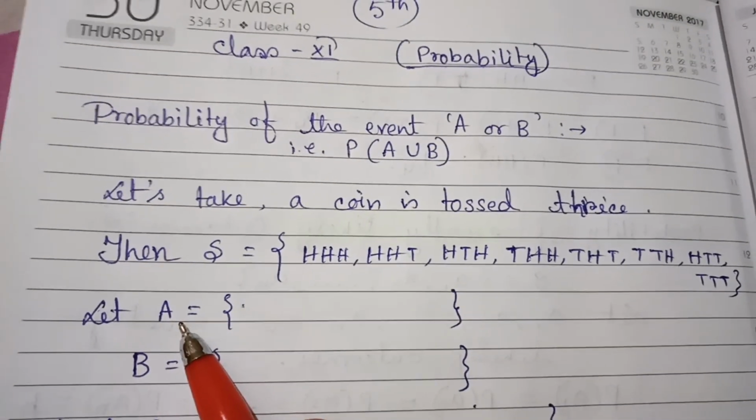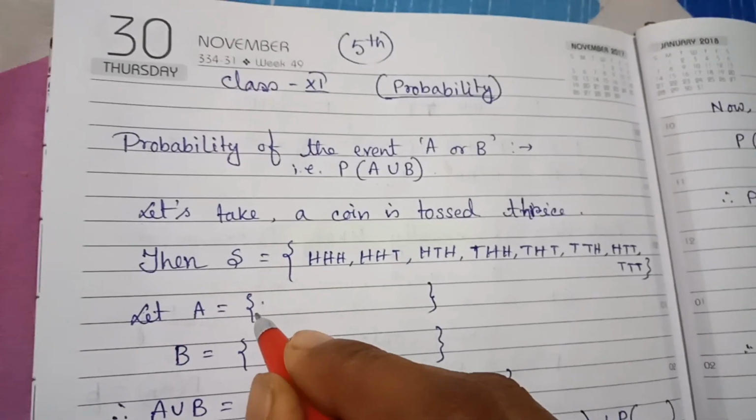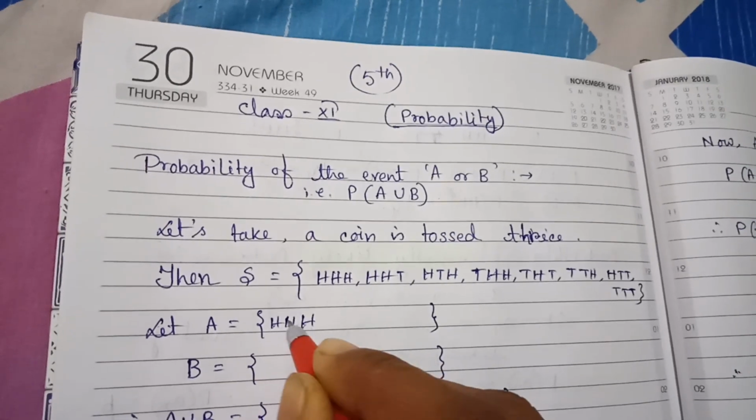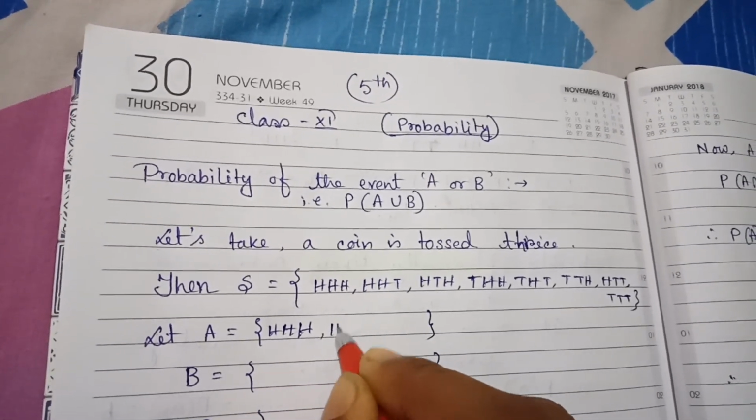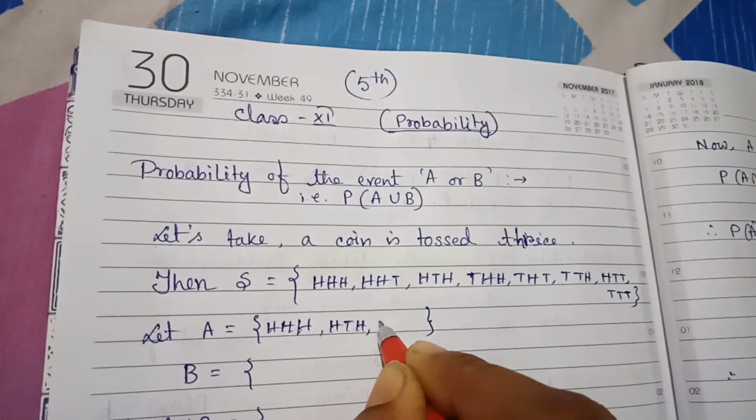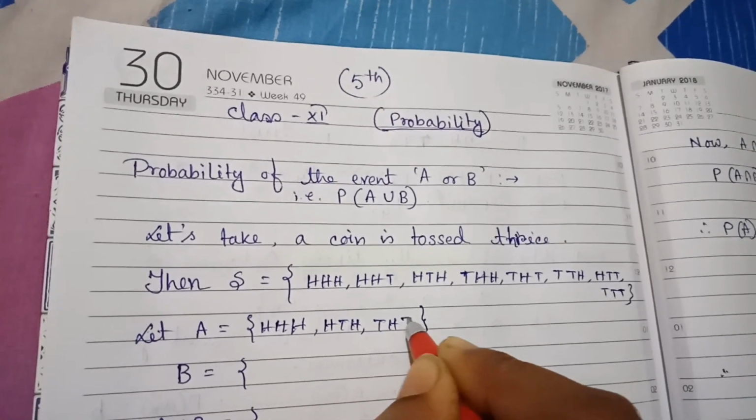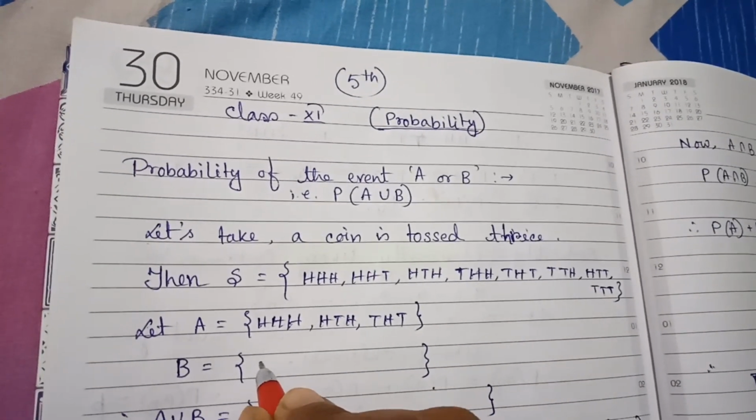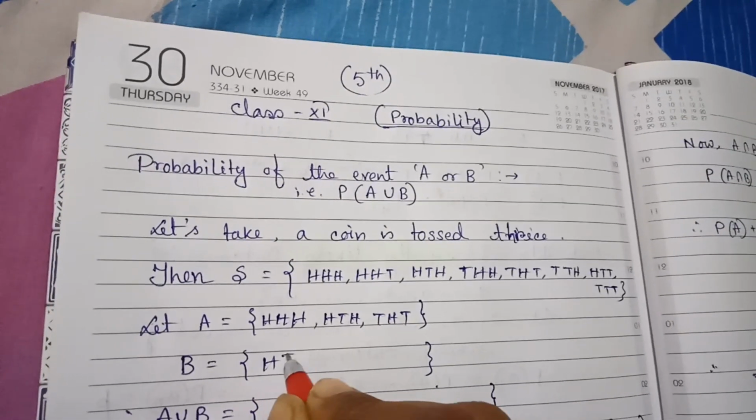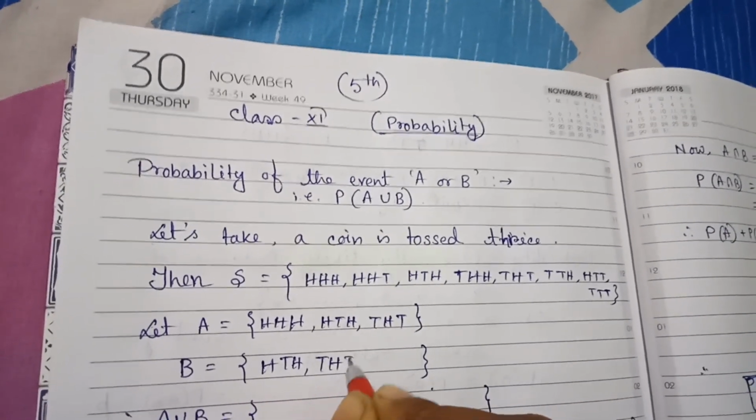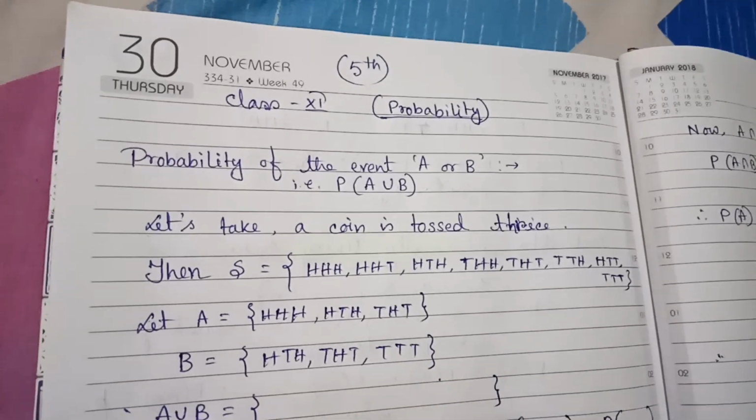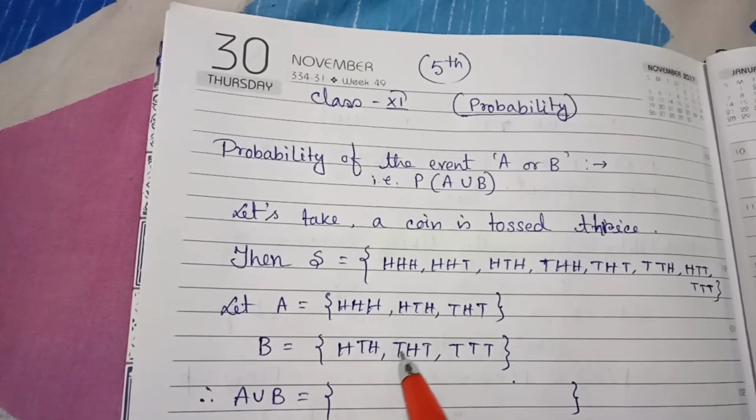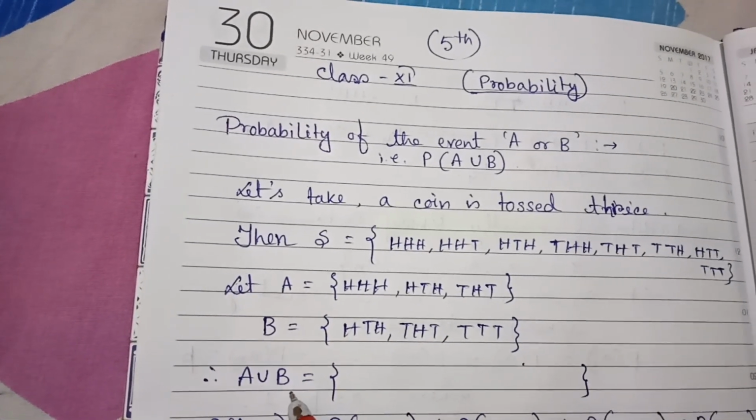Now let A be an event with the elements HHH, HTH and THT. And suppose B is the event with HTH, THT and TTT. So from these two sets or events you can find out A union B very easily.